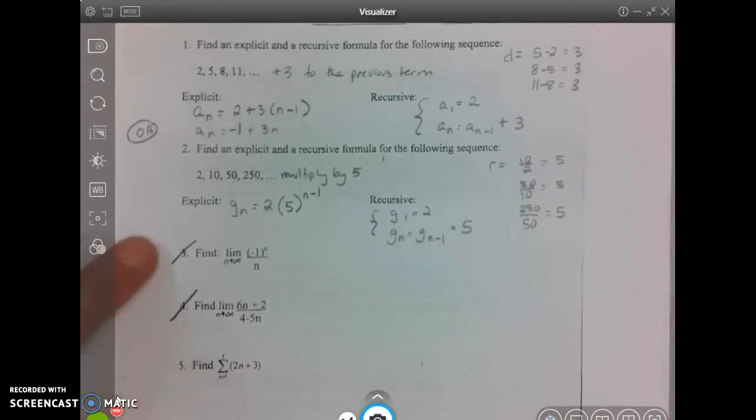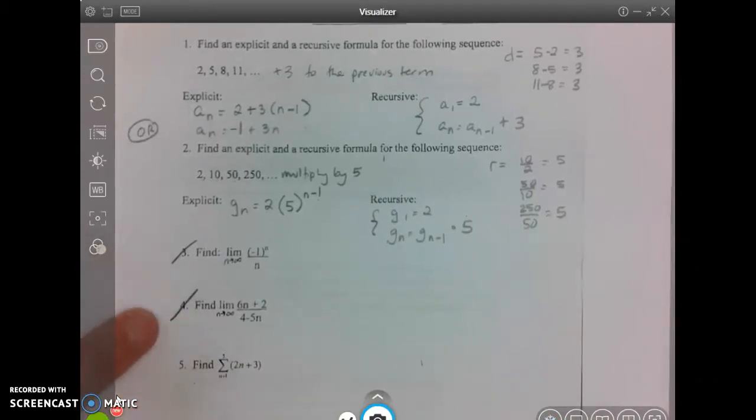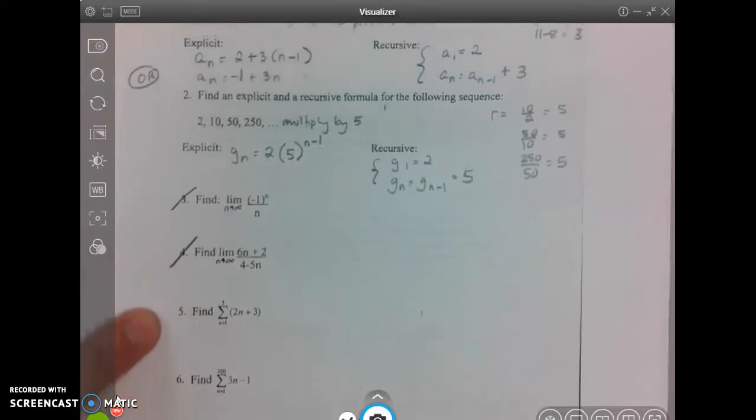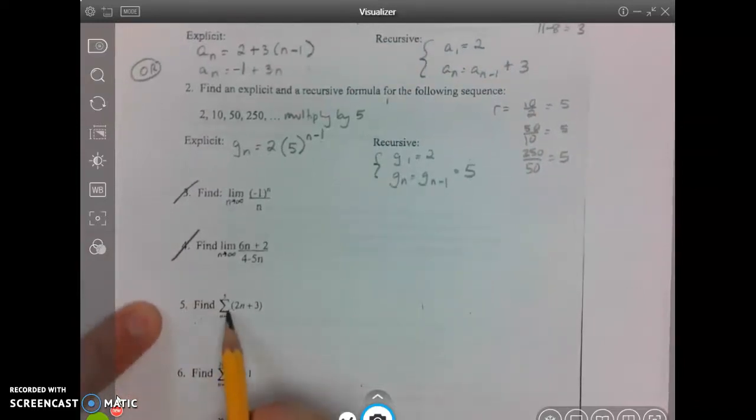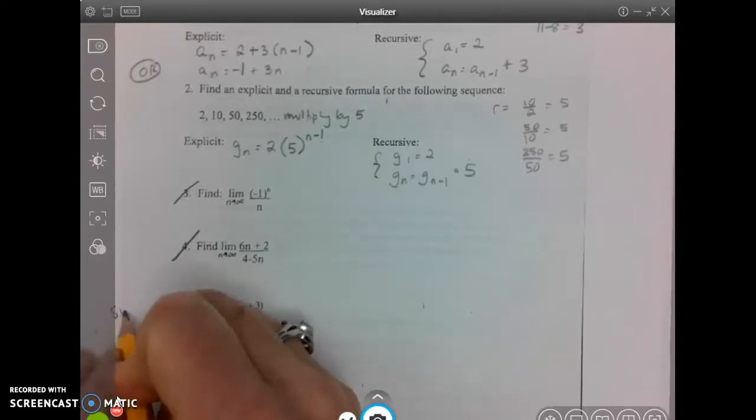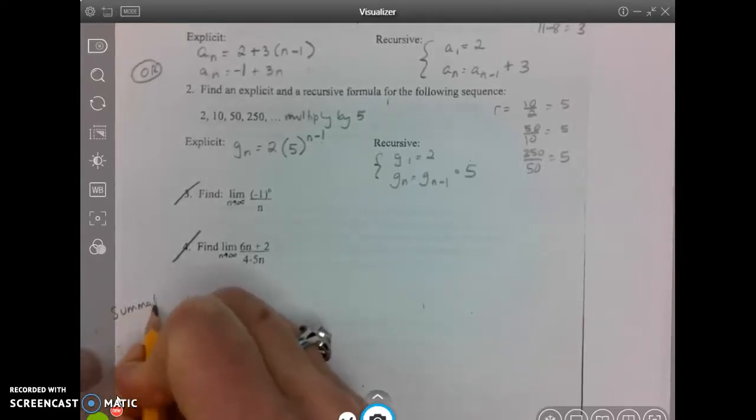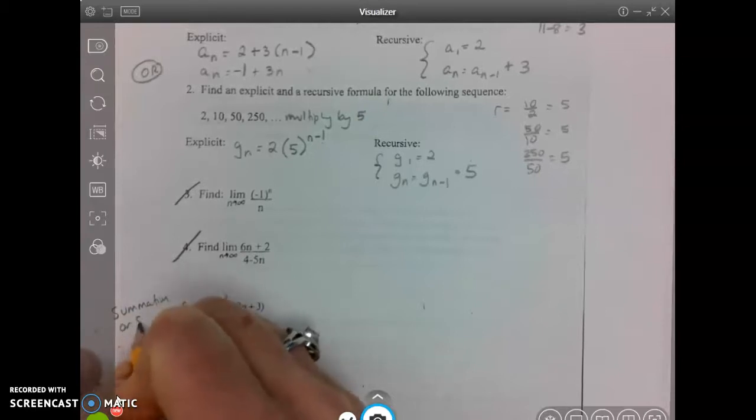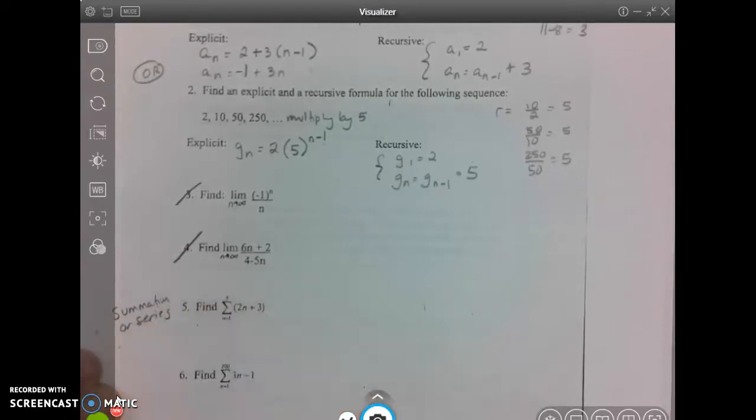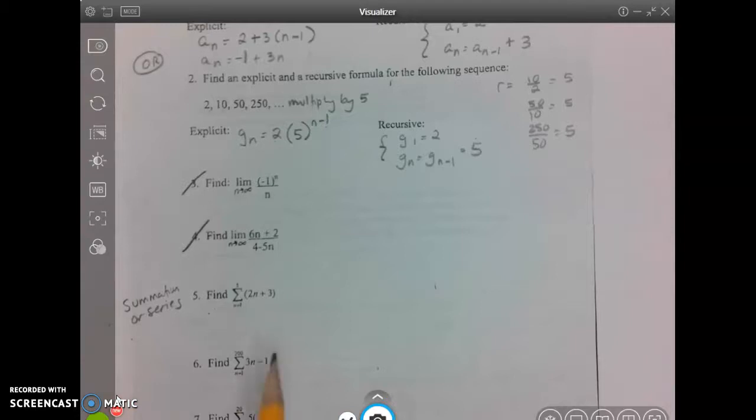All right, this year you guys get to skip 3 and 4. Let's go on to number 5. Number 5, when I see this, this is a summation or series problem. That's what a series is. It's a summation. So I know that I'm going to be using one of my sum formulas.